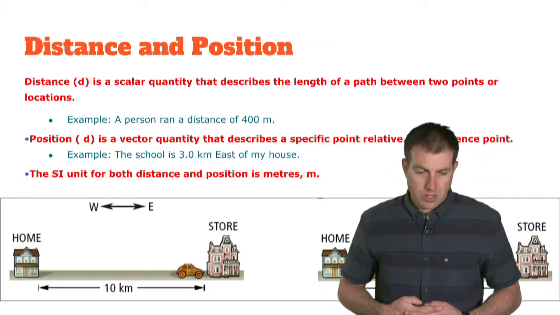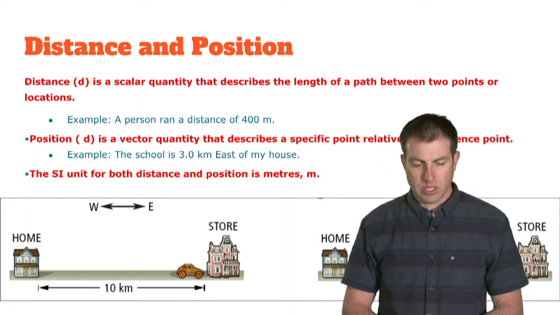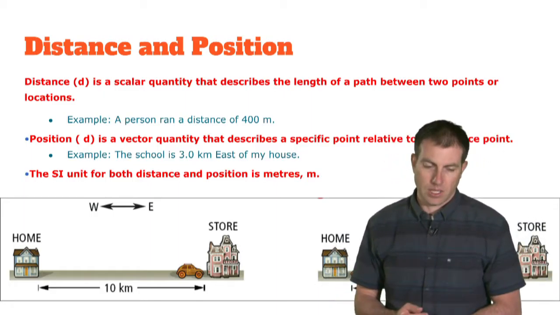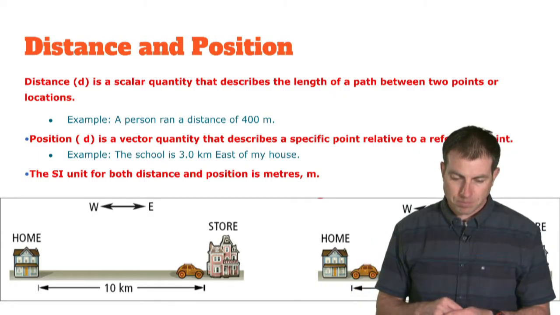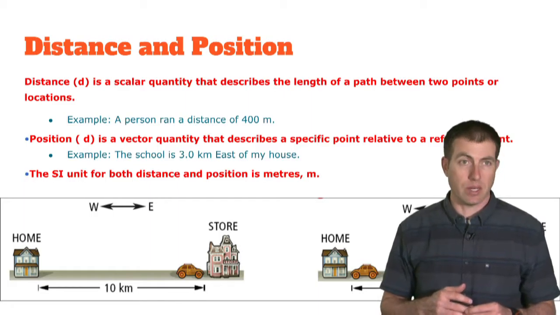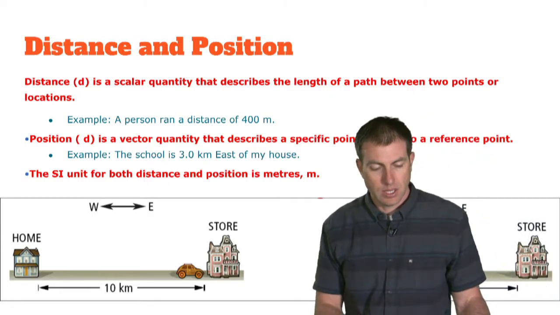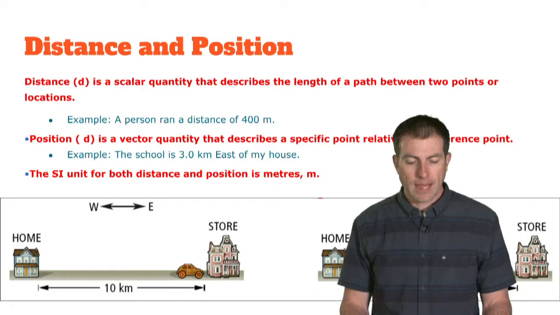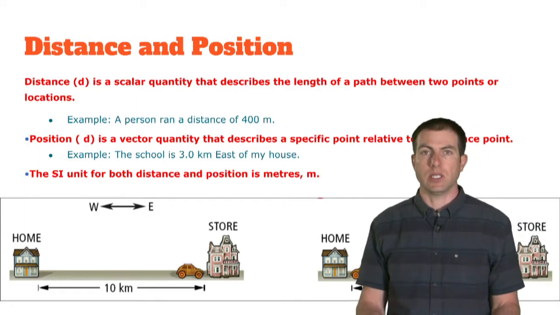So distance. We're going to talk about distance and we're going to talk about position. And they kind of sound like the same thing, but they're a little bit different. So distance is a scalar quantity. It just describes how far you are away from something essentially, or the distance between 2 points. And it's kind of like the first example I used, a person ran 400 meters. We don't know what direction, but they ran 400 meters. Position is a vector quantity. So remember, scalars don't have a direction, vectors do. If we say position's a vector quantity, we know exactly where the object is. So the school is 3 kilometers east of my house.